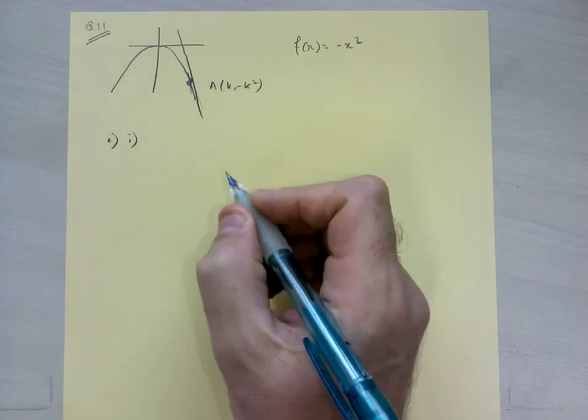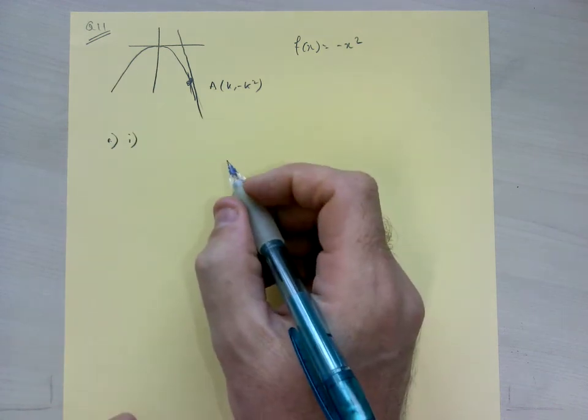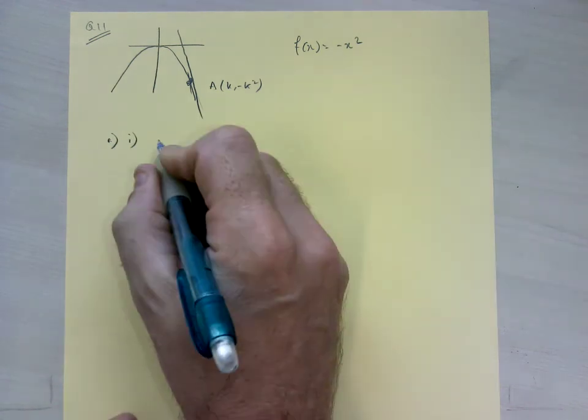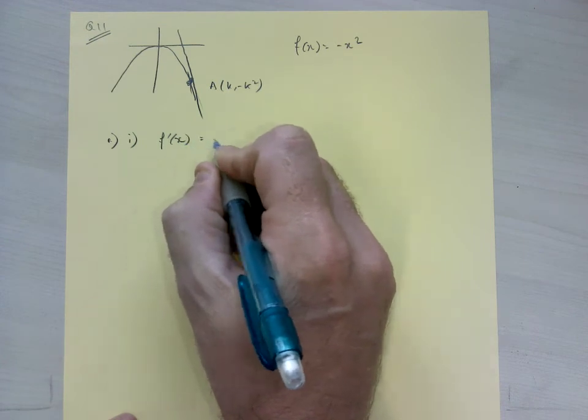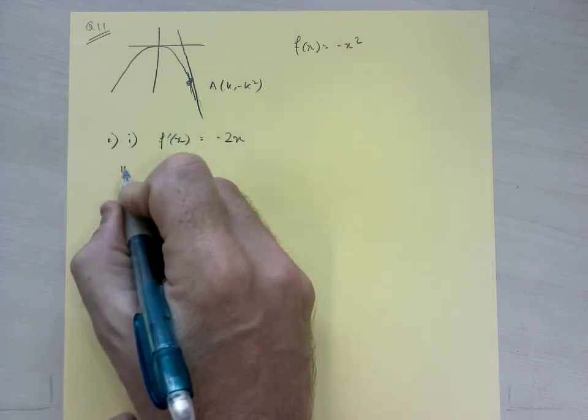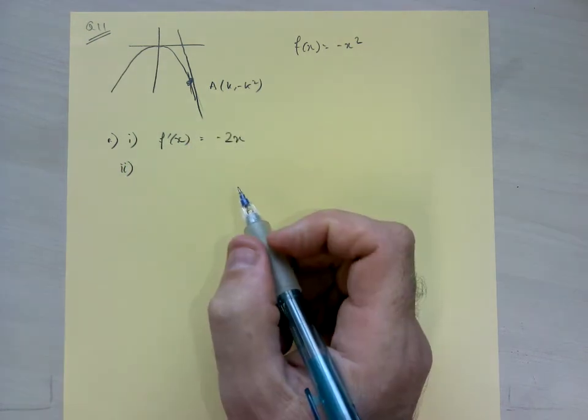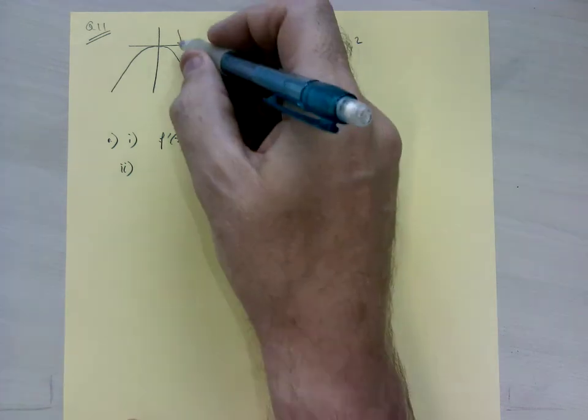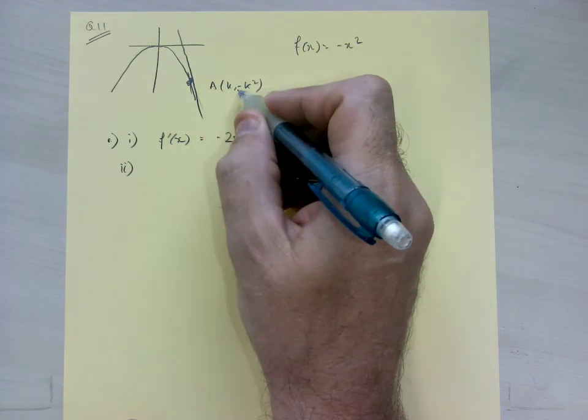Part 1 asks me to write down f dashed x. Well, I can do that. f dashed of x is minus 2x. Part 2. Find the gradient of L1 in terms of k.